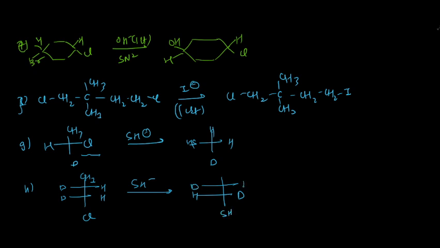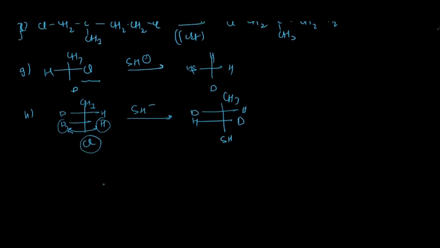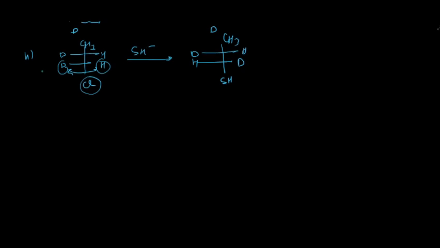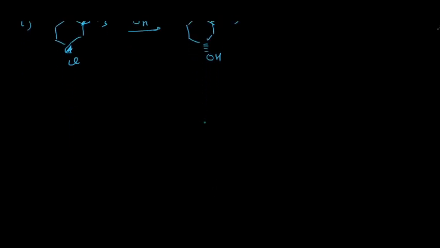How do we invert the configuration in Fischer projection? We exchange that chlorine with hydrogen, or deuterium with hydrogen. We exchange this, so we have changed the configuration, inverted the configuration. Now we see if we react that CH3 with Cl, it will react with OH minus and form CH3 and OH, which will obviously replace chlorine.